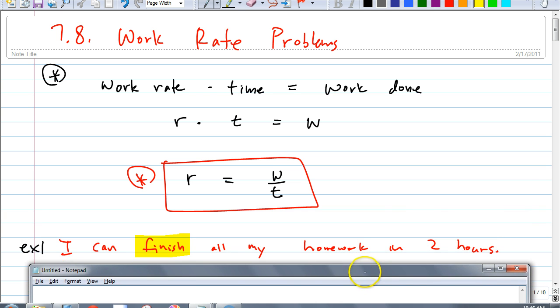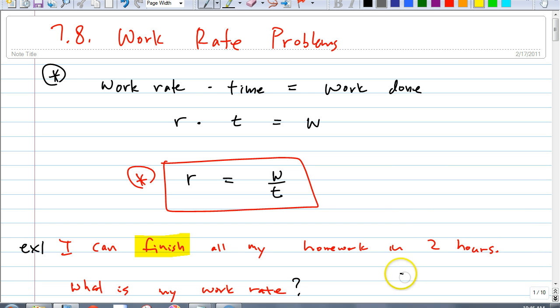So for example, here's a question. Example 1. I can finish all my homework in 2 hours. Question is, what is my work rate? Okay, so knowing what we just told you, see if you can figure this out. Go ahead, everybody. Shouldn't take you too long.